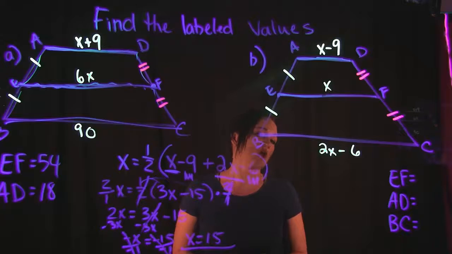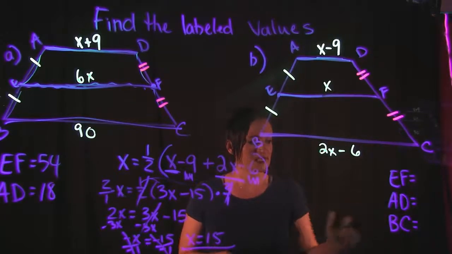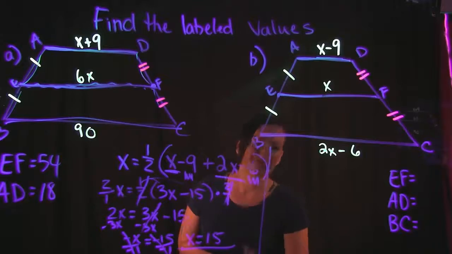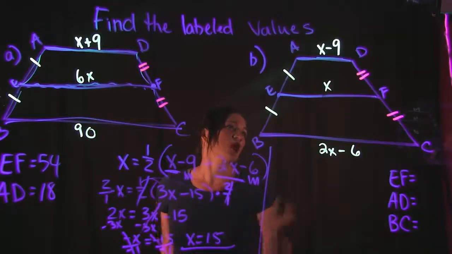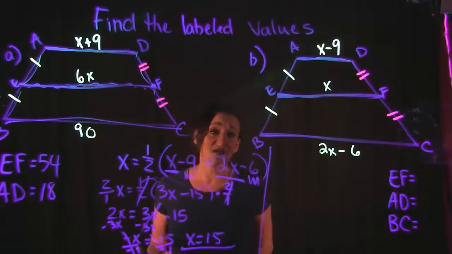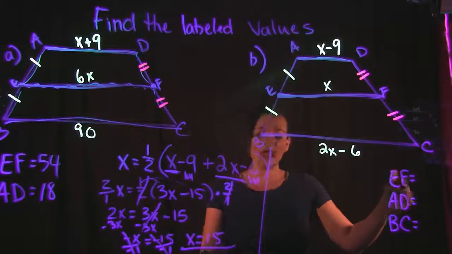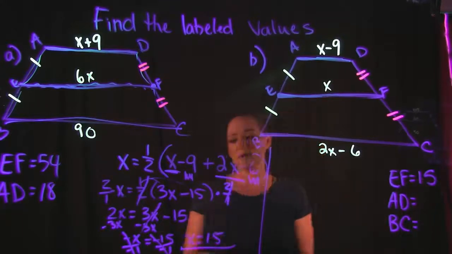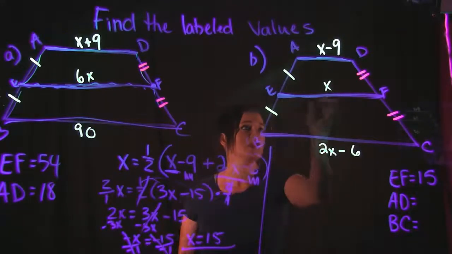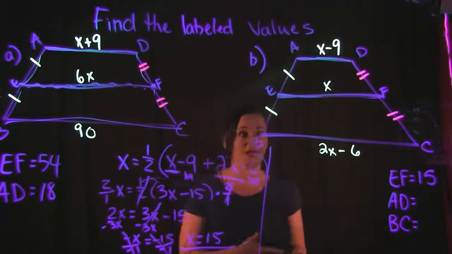We now need to backtrack and go and figure out what is EF, what is AD, and what is BC. So let's start with EF. Now EF is equal to x, right? So we can actually say, well, EF is then 15 because x is equal to 15. EF is x, so we can plug in that 15 directly.